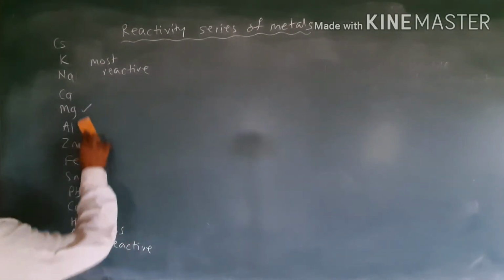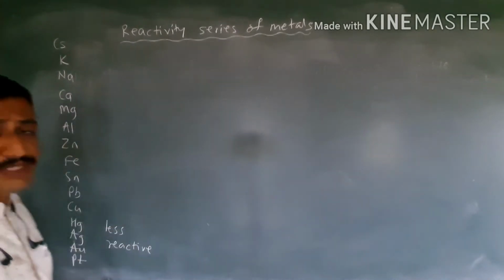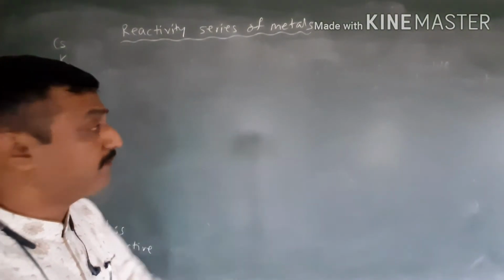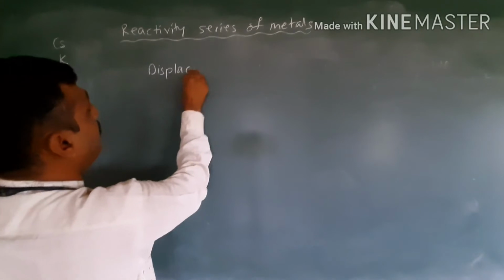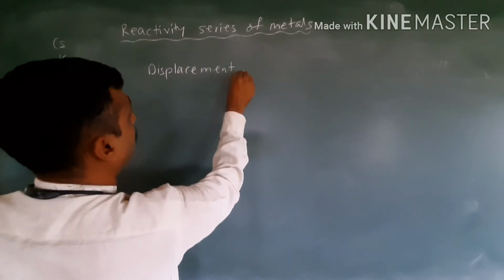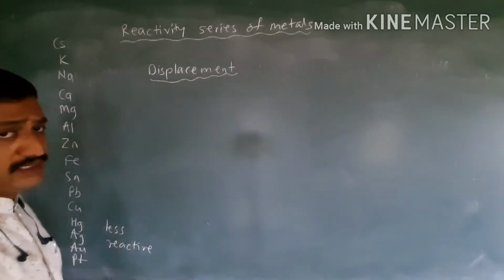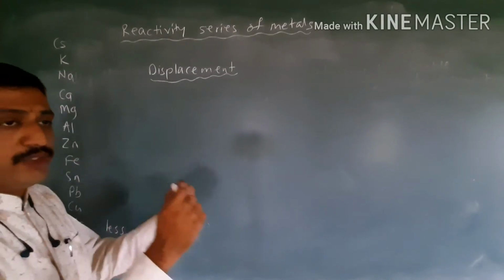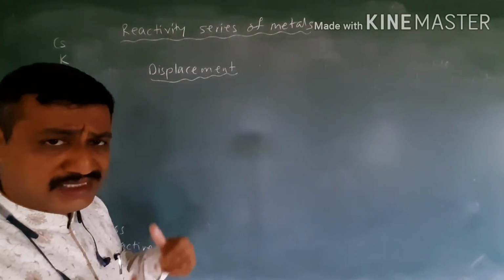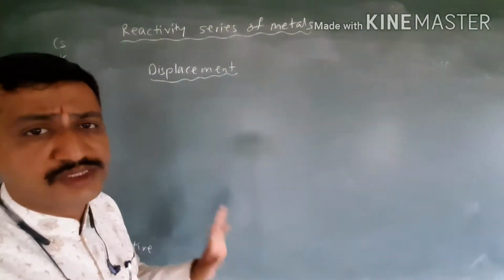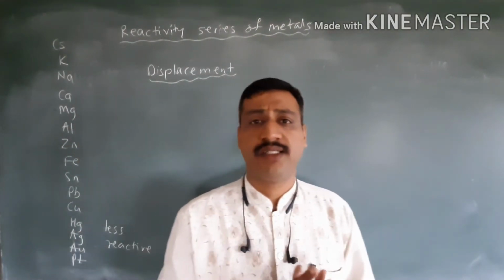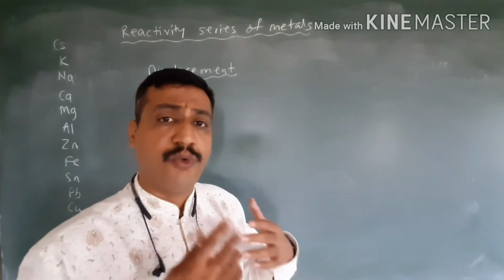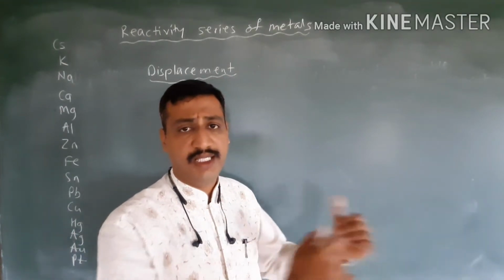Now let's move towards the third type. We saw combination, decomposition. Now the third type is displacement or single displacement reactions. Displacement or single displacement reactions are the reactions in which a more reactive metal displaces a less reactive metal from its salt solution. Everywhere we are seeing strength respect strength. In the same way, a more reactive metal displaces a less reactive metal.